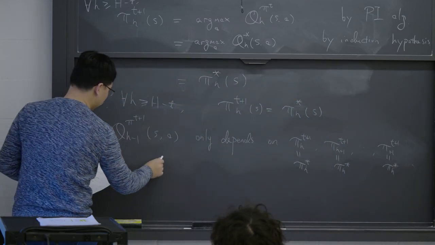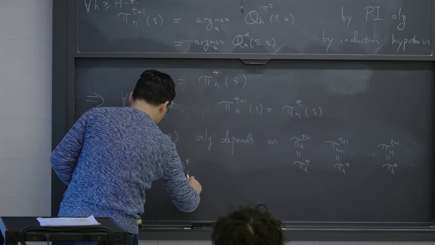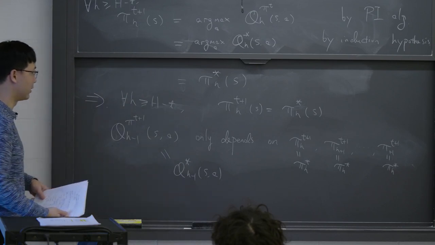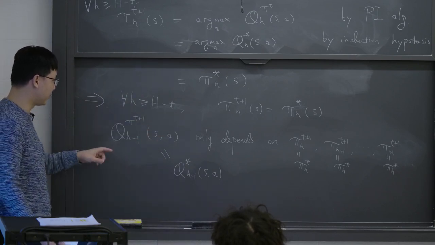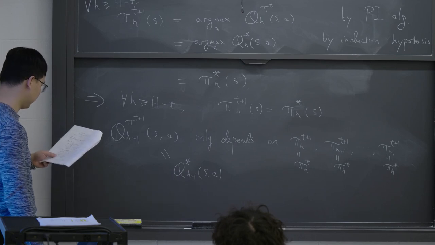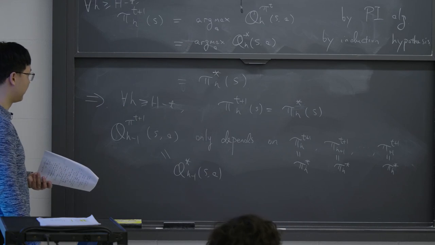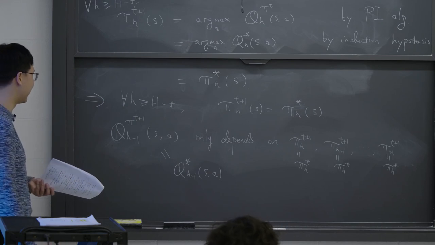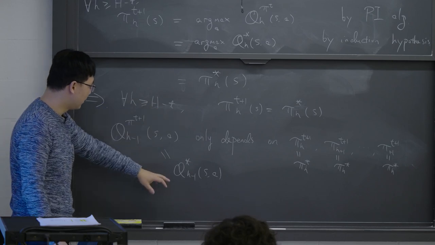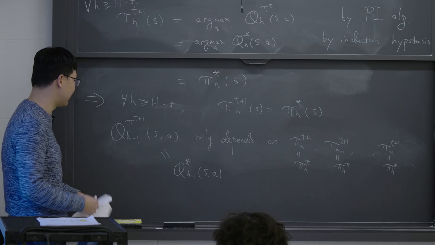So this just implies that this is also equal to Q star H minus 1 SA. The reason is because the policy is optimal policy, so the value is also optimal value. Now we can just reindex a little bit, because now we say for any h greater than capital H minus t, we have a value equal to the optimal value up to H minus 1 step.